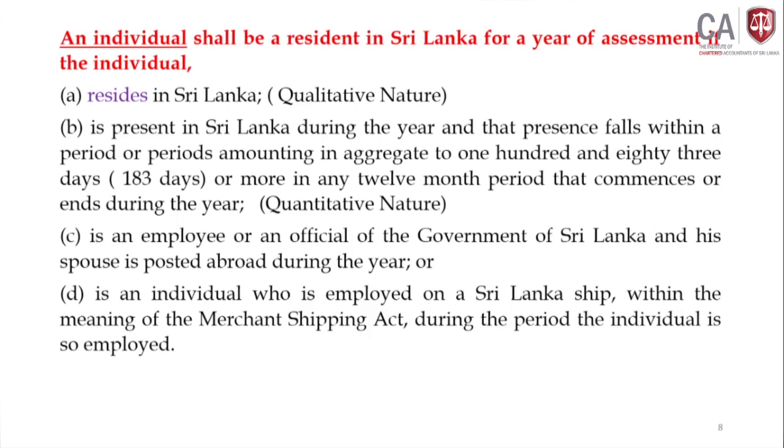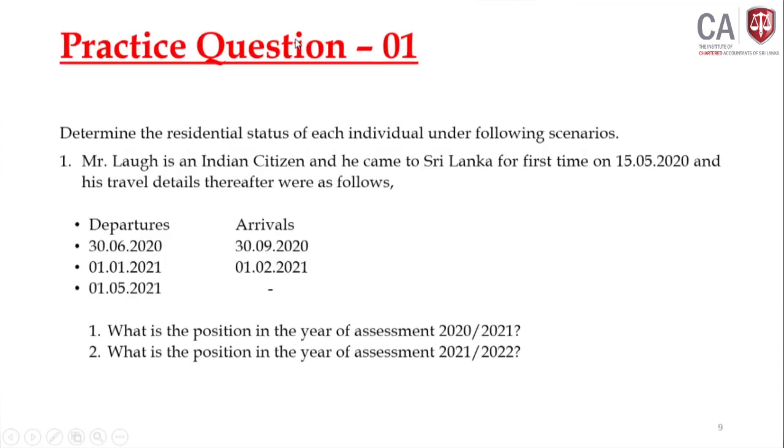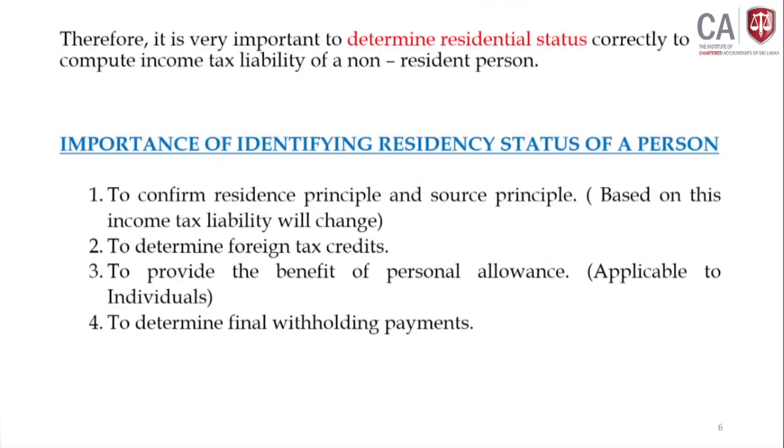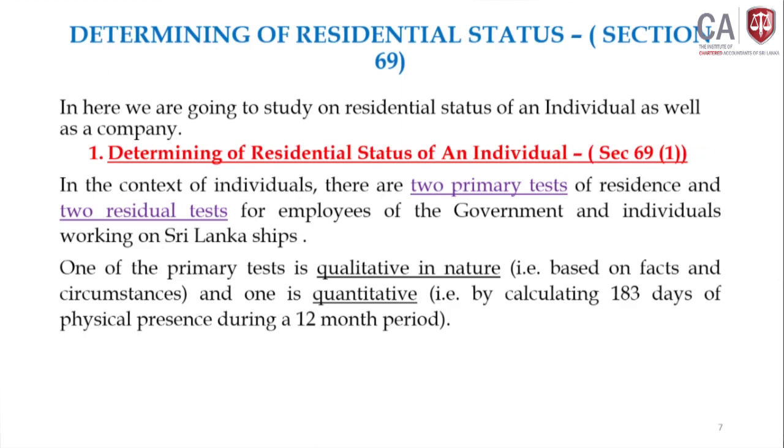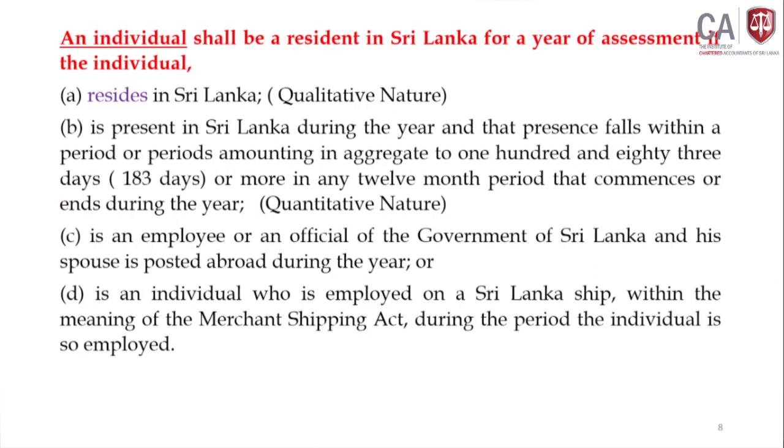An individual shall be a resident in Sri Lanka for a year of assessment if the individual. Now you can see the section 69 subsection 1 provision is talking about an individual shall be a resident in Sri Lanka. That means if this condition is satisfied, that particular individual is a resident in Sri Lanka. If these conditions are not satisfied, not a resident. Clear?